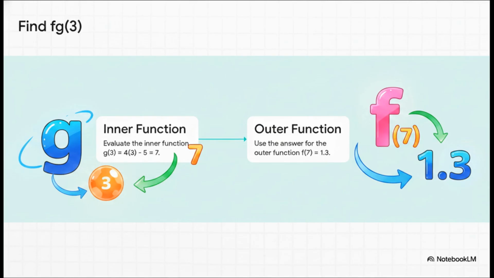Now for step 2. We take that answer, 7, and drop it right into the outer function, f. So we're now evaluating f of 7. Plugging 7 into the f function gives us 2 times 7 minus 1 on top, which is 13. And on the bottom, we have 7 plus 3, which is 10. 13 divided by 10 is 1.3. See? It's an elegant, nested process. Master that right-to-left flow, and these questions are going to become totally effortless for you.